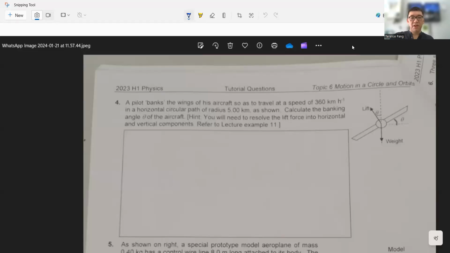Okay, let's take a look at this YIJC question again. Topic 6, motion in circle. Do you understand what it means by banking? Yeah, definitely. Tilting is one. Why does a pilot tilt? To turn. That's the only way for a plane to turn. Planes have no wheels in the air, so you can't use the wheels to make a turn.